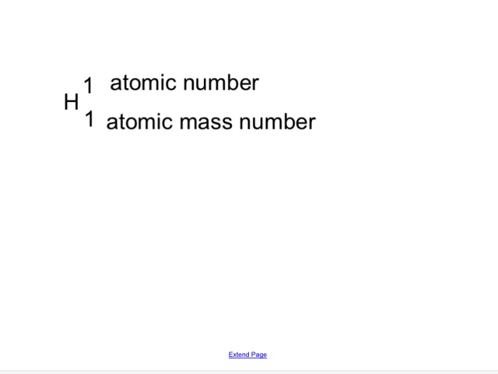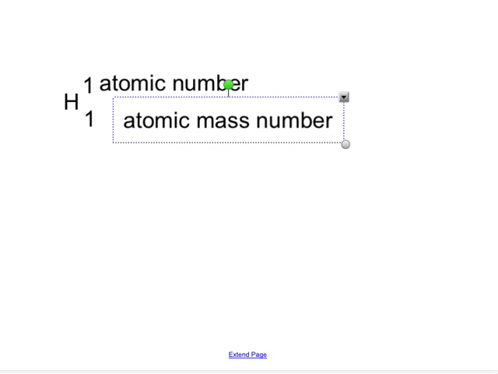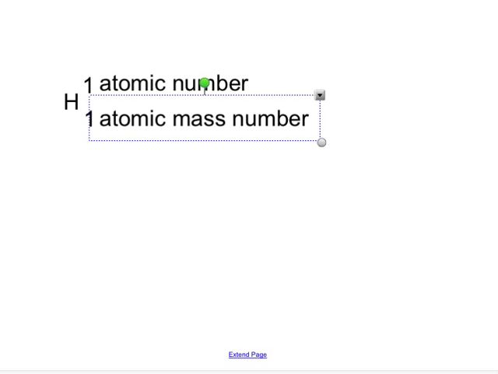And the bottom number here represents the atomic mass number, which is the total number of protons and neutrons. So depending upon your periodic table, the atomic number here and the atomic mass number here can actually be switched around. So make sure when you're looking at any type of periodic table, you look at the key so that you know which number represents which.